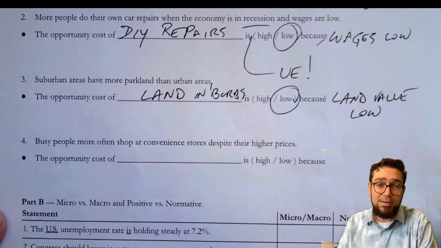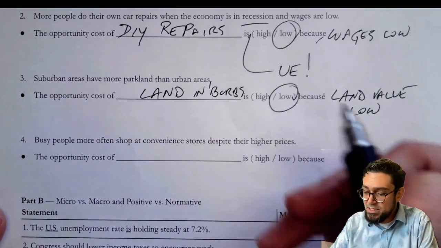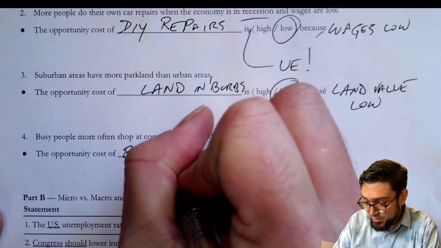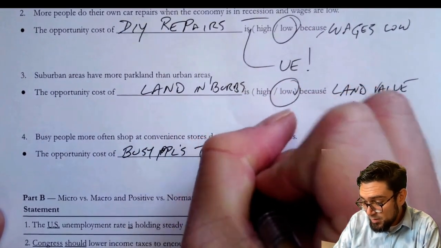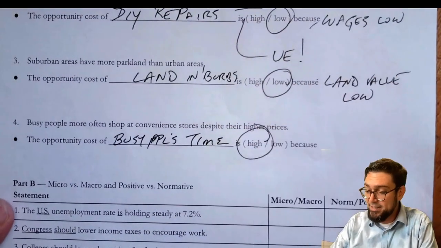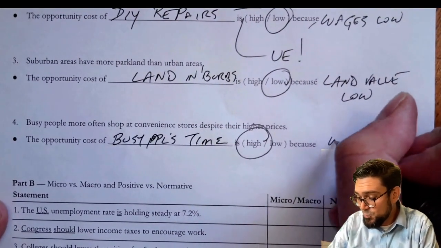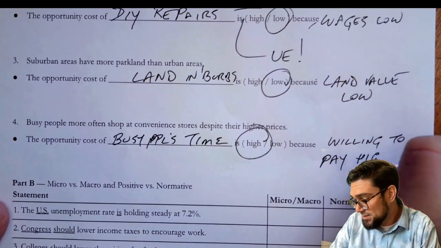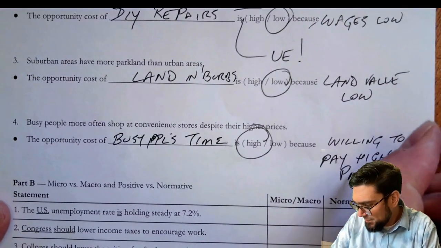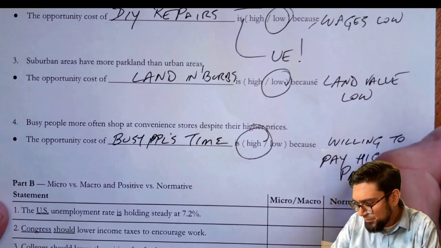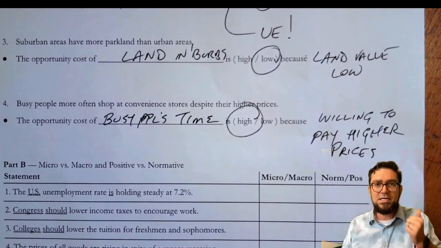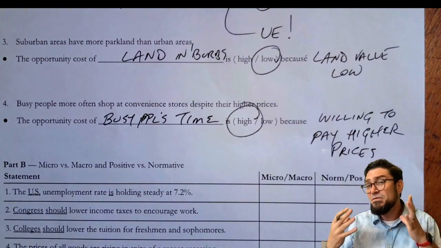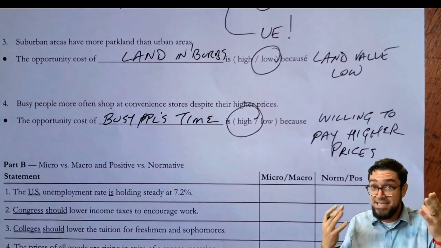Busy people more often shop at convenience stores despite higher prices. So the opportunity cost of, I'm going to abbreviate, people's time, right? The cost of busy people's time is high. And we know that's true because they're willing to pay higher prices. It's a way of basically explaining this phenomenon that, like at a 7-Eleven, people are going to pay more for exactly the same product that you would get in, say, a giant grocery store. But the benefit of shopping at the convenience store is that it's convenient, right?